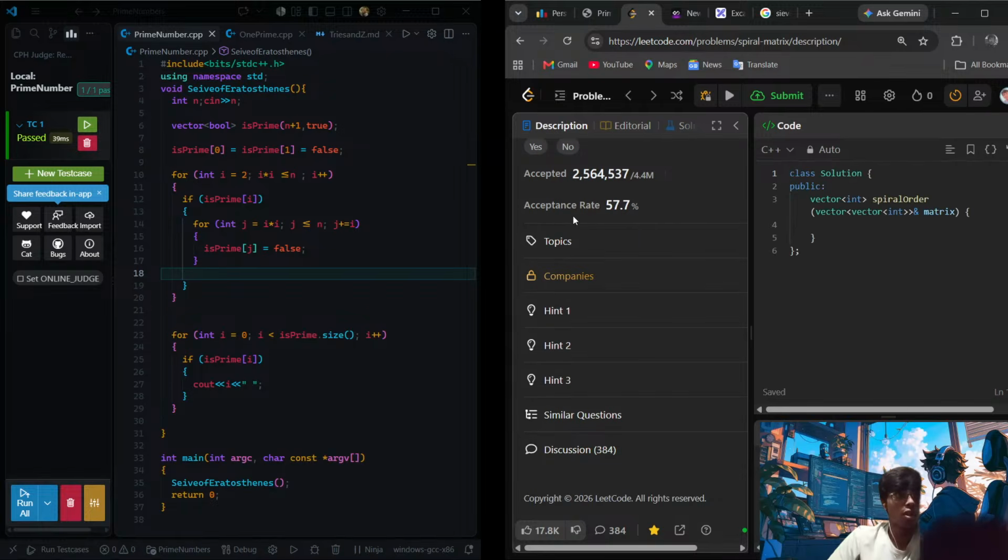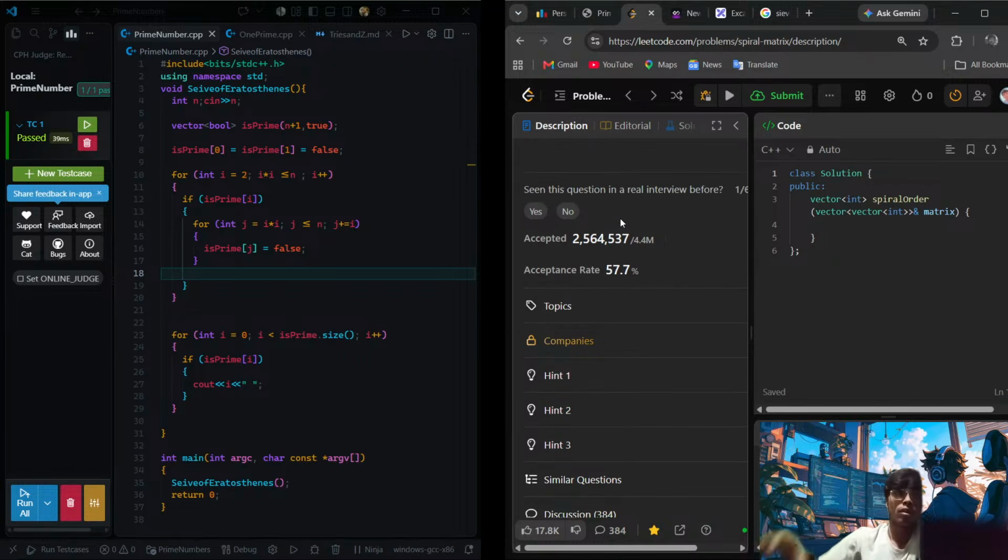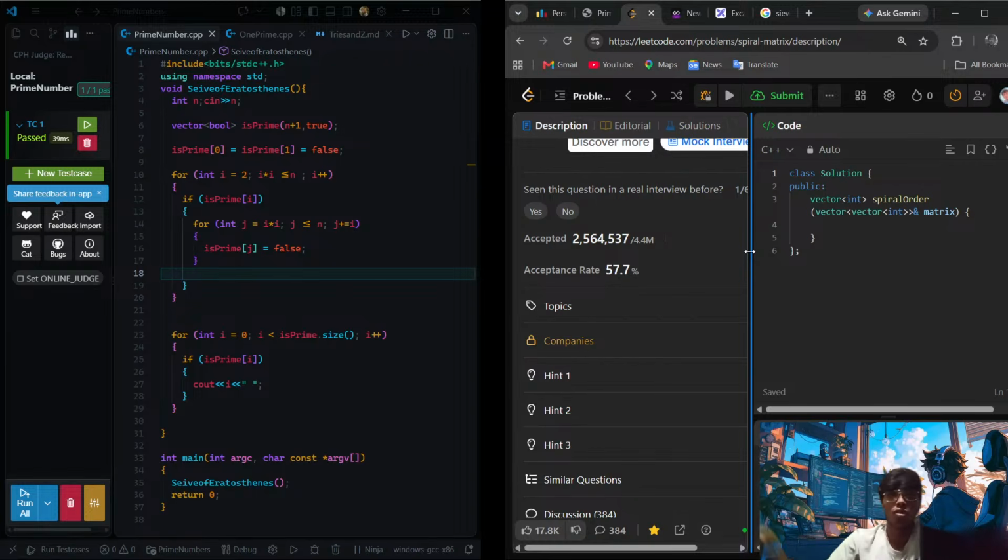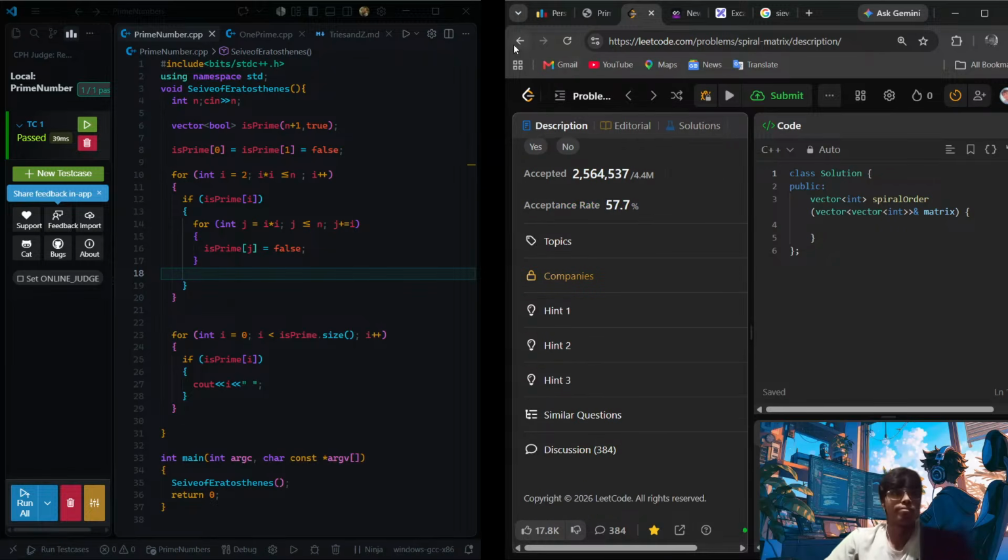So the acceptance rate will be 57%. It means if 100 people see that question, 57 people will do that question, and 43 people will not be able to reach the solution. So yeah, it is okay if you are not able to understand how to think about it. It's fine.